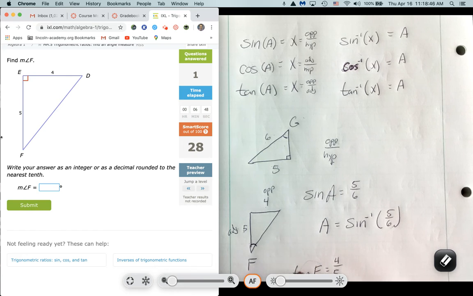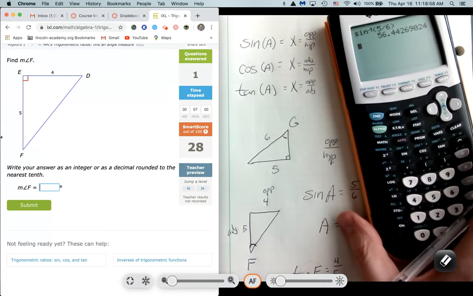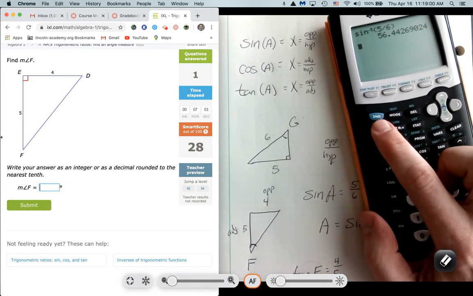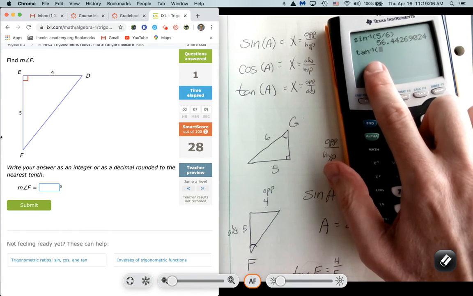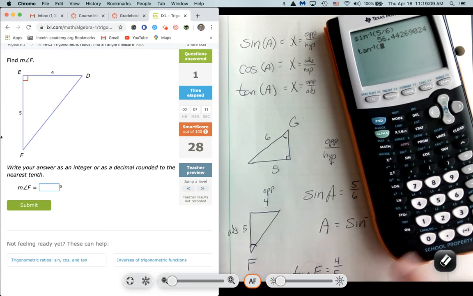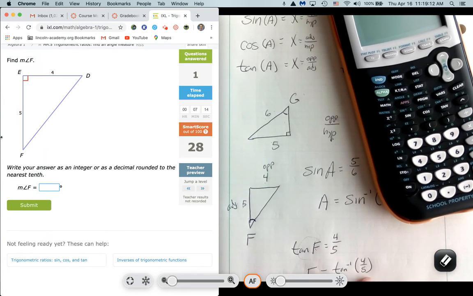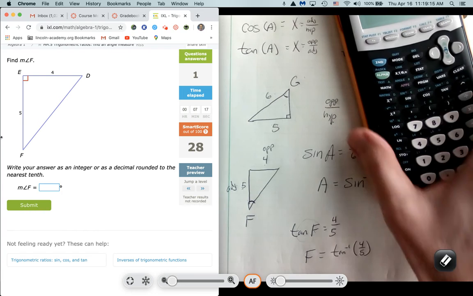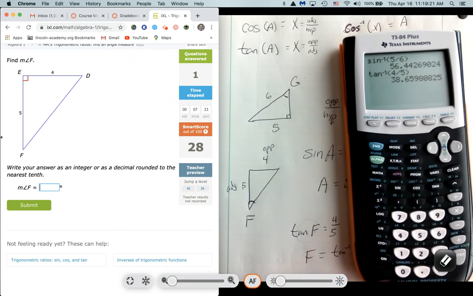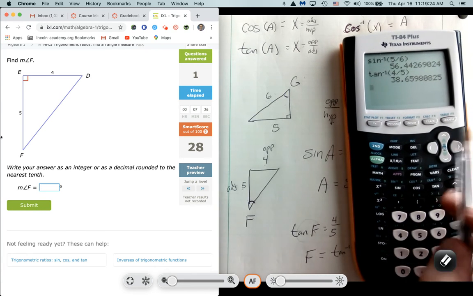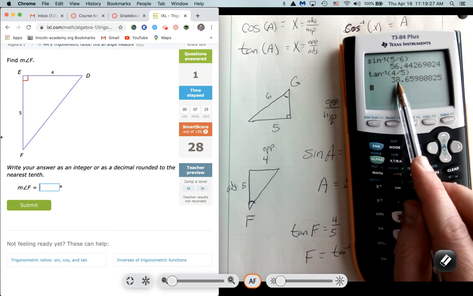Now, since I'm looking for the angle, I'm going to do the inverse. The angle F's measure will be the inverse tangent of 4/5. So again, I grab my calculator and I hit the second key, then the tangent. So I see that inverse tangent going on. And then I type in this ratio of 4/5, because I'm doing the inverse tangent of 4/5. So I type in 4 divided by 5. I hit enter and I get 38.65, or if I round to 1 decimal place, 38.7.